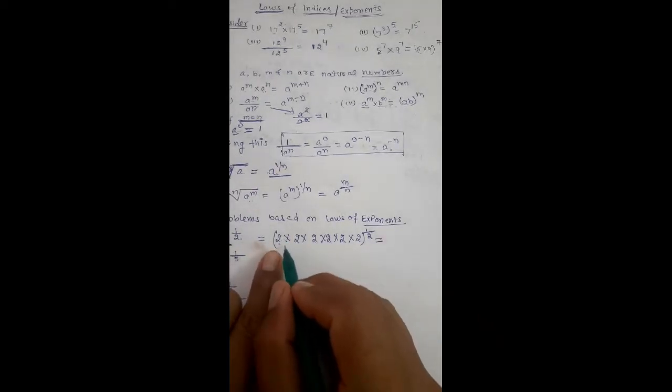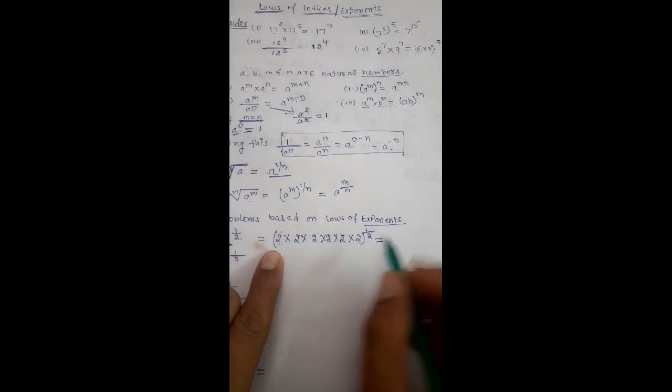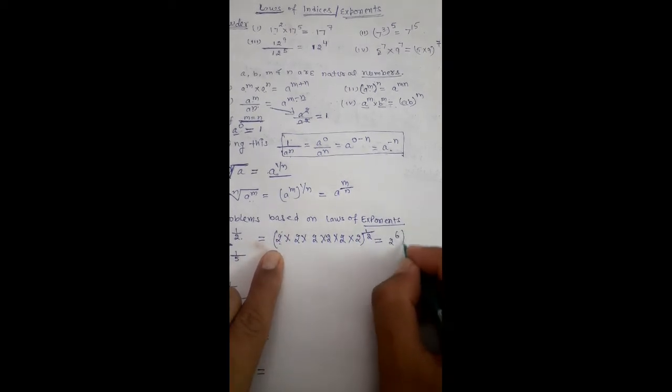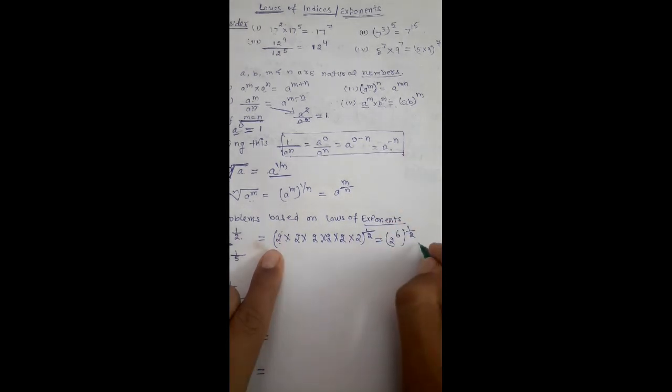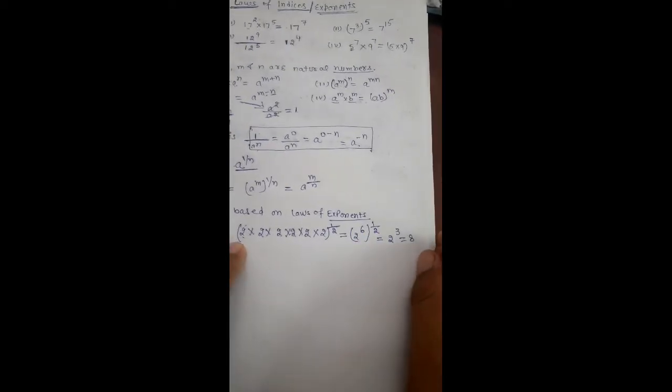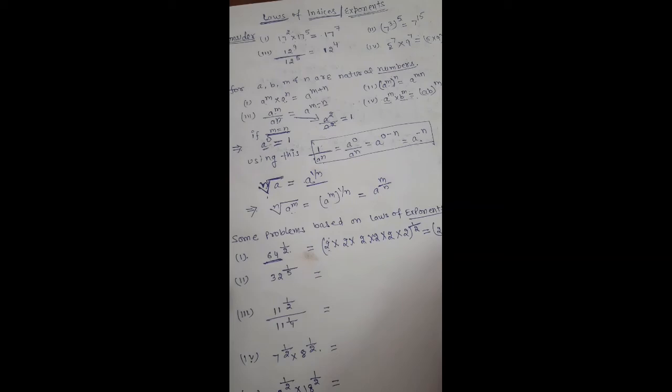Then 2 is 6 times, and when the bases are the same, the powers are added, so it will be 2 to the power 6, and the whole to the power 1 by 2. Again we can use the previous rule, so it will be 2 to the power 6 into 1 by 2, which is 2 cubed, and it is 8, so you can write 8 here.